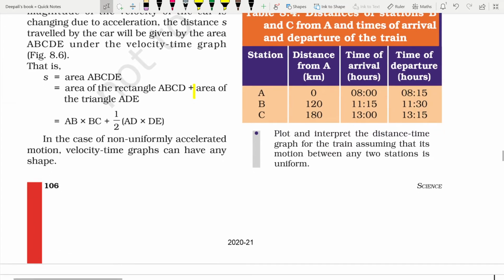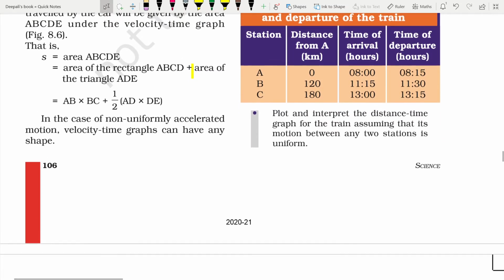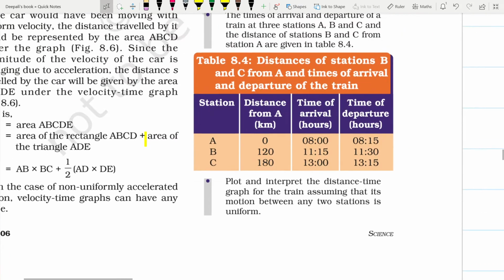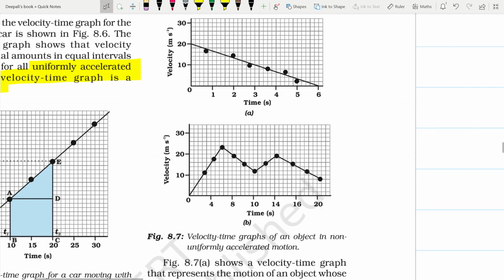In the case of non-uniform acceleration, the motion velocity time graph can have any shape. You can observe this in the figure.